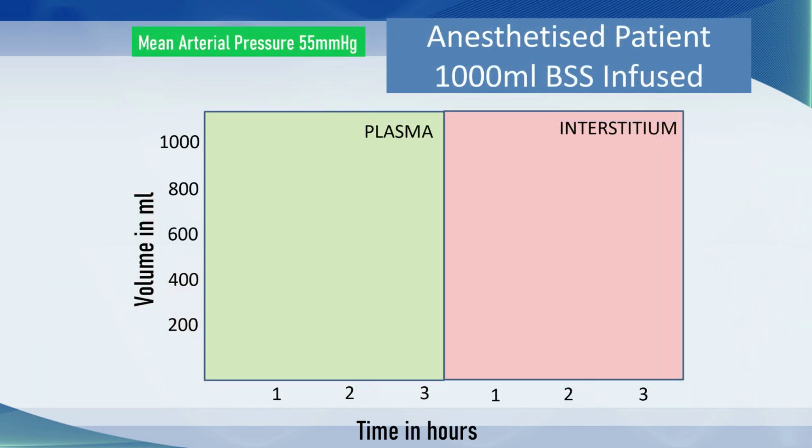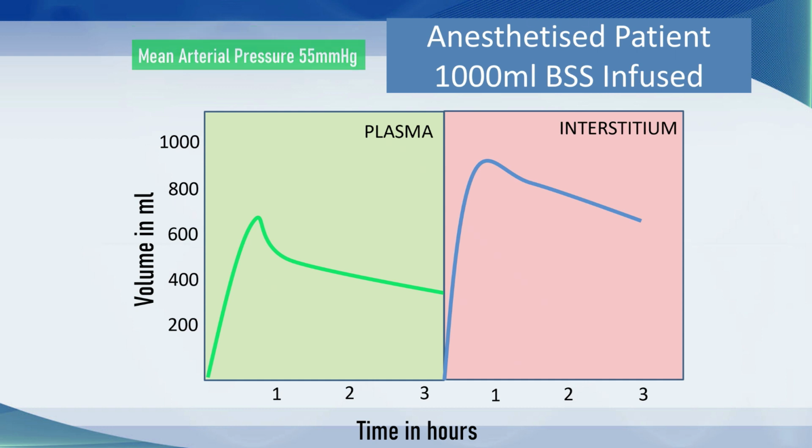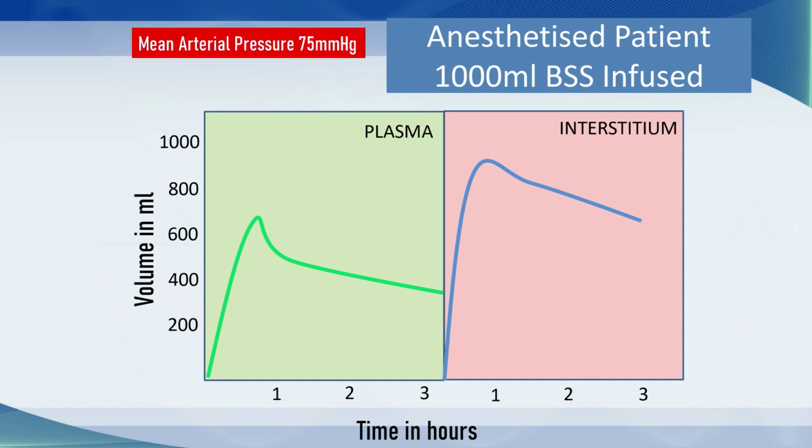Changing the picture a bit, this is what we already have, which is the patient who is a little bit hypotensive. If we infuse the same amount to the same patient, but their blood pressure is a little bit higher, for example, 75 millimeters of mercury from, for example, giving them phenylephrine, well, this is what we see. We see less volume expansion of the plasma, but significantly less volume expansion of the interstitium.